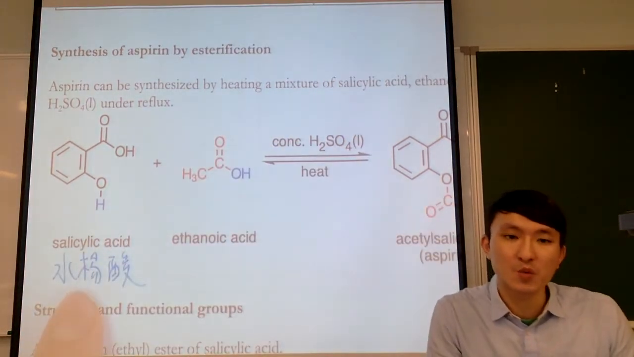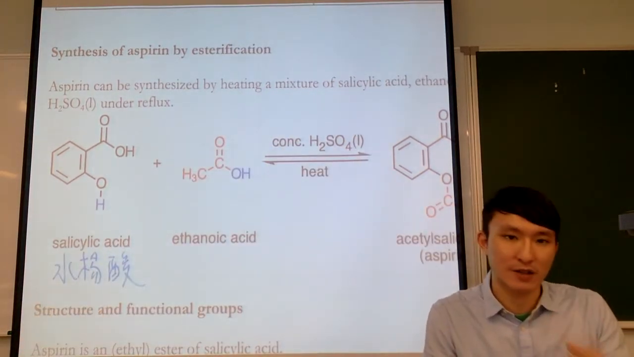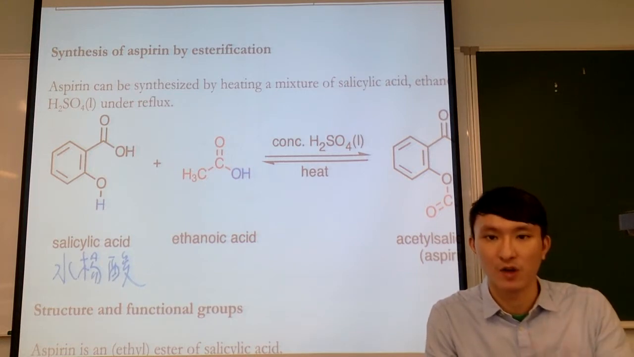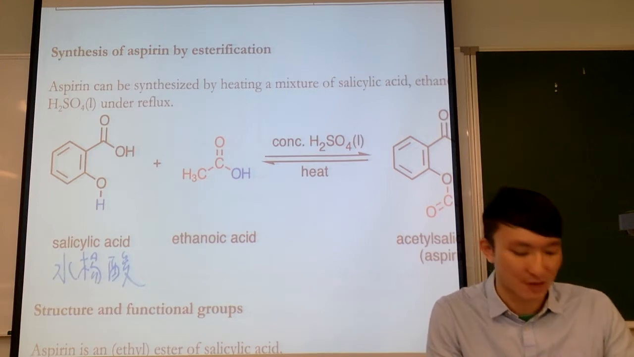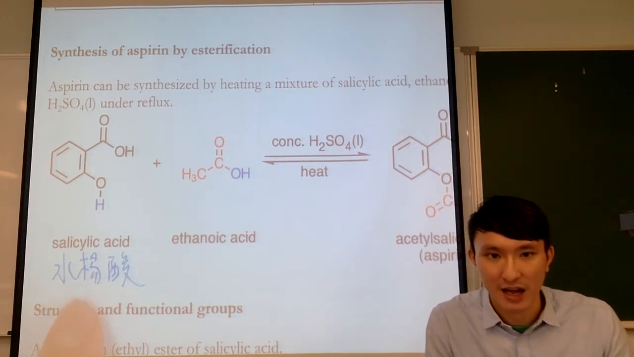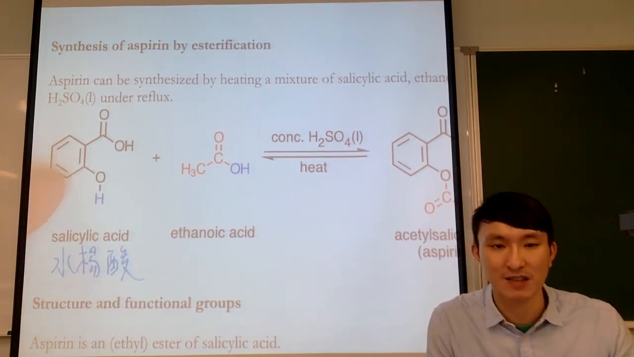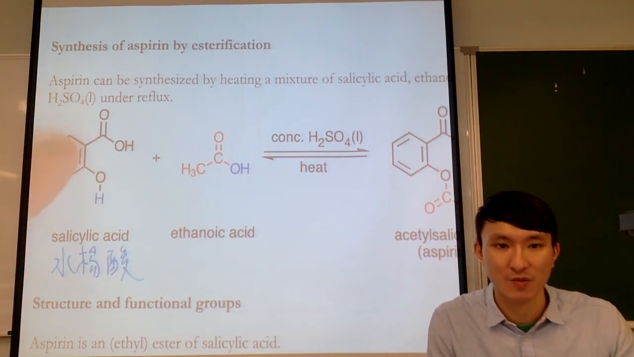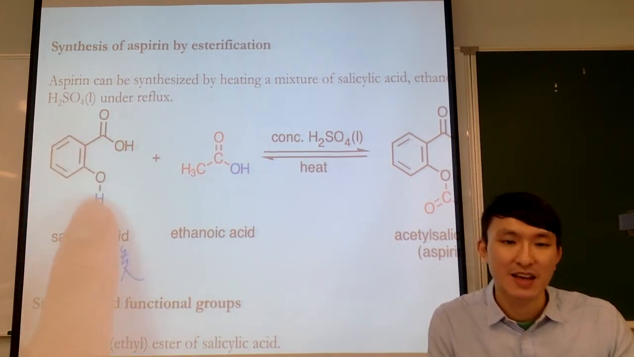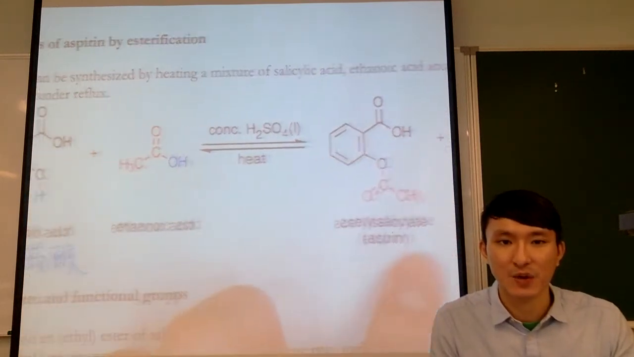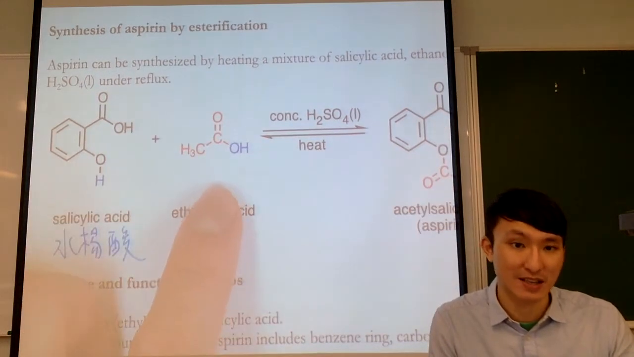Right? So this one is actually a compound extracted from the bark of willow trees. Just some kind of trees, and their bark consists of this compound. So this compound is basically having a phenyl group with a hydroxyl group. Together it is a phenyl, and we also have a carboxyl group. Okay? And to prepare aspirin, we have to treat this one with ethanoic acid.